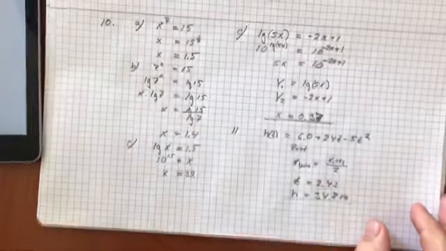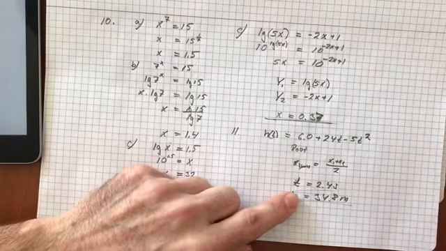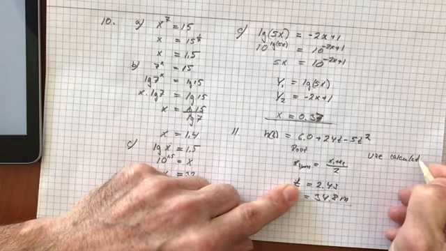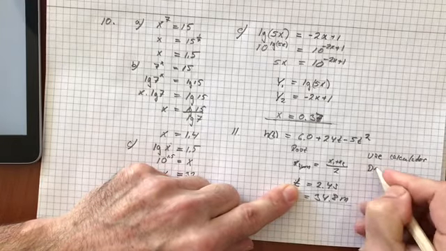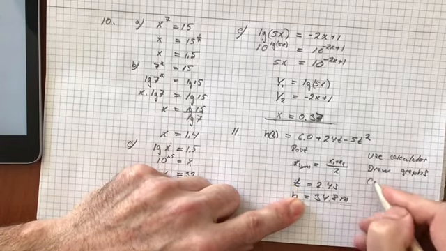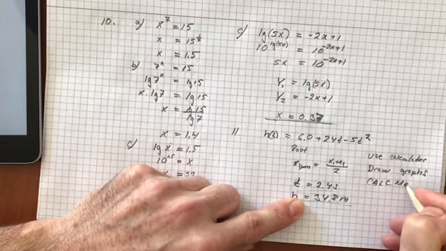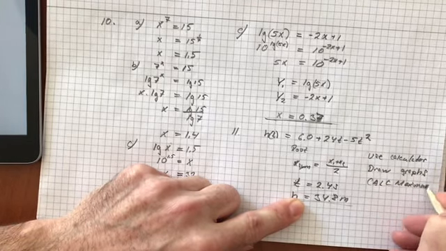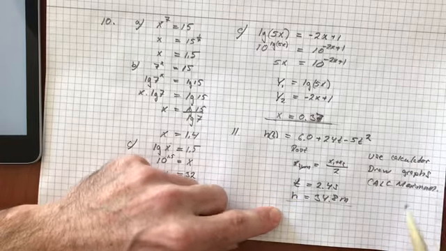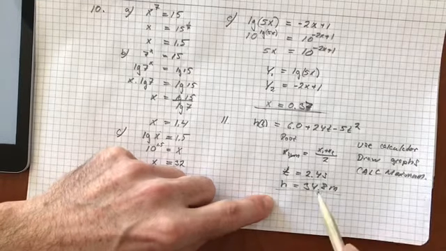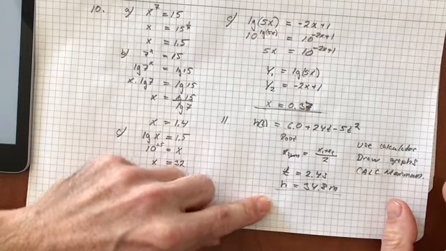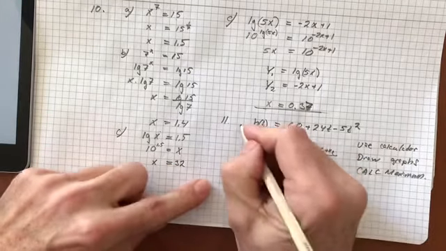So you could, for instance, write like this. Use calculator. Draw graphs, because that's what you did. And then calc maximum. That's enough for getting all points on this exercise, but you have to do what you did, so we understand that you have realized it and not just guessed the answers. Okay, this was the A question.